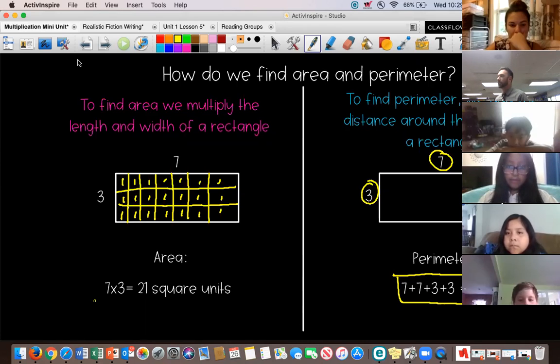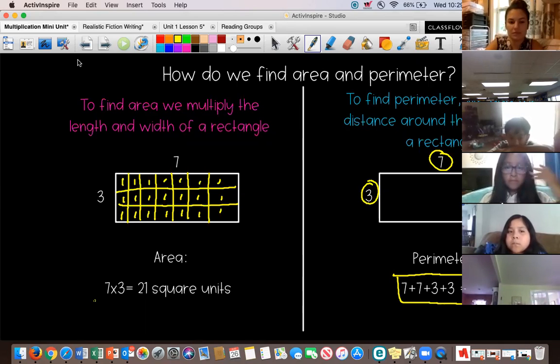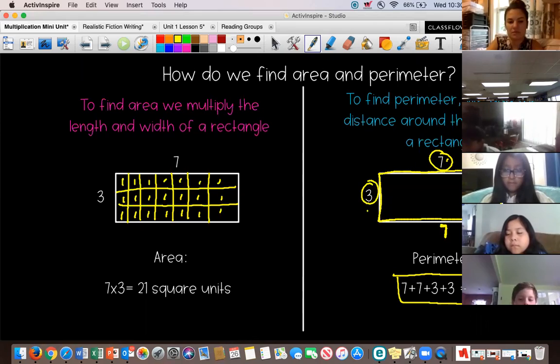Thank you, Cynthia, that's absolutely correct. We know about rectangles that opposite sides are congruent or equal. You learned that probably in 3rd grade and even earlier. If this side up here is 7, this side at the bottom is also 7. And this side on the left is 3, the other side is also 3. So even though you only see the 7 and 3 at the beginning, we have to add all 4 sides to find the perimeter. So we add this 7, this 3, this 7, and this 3.